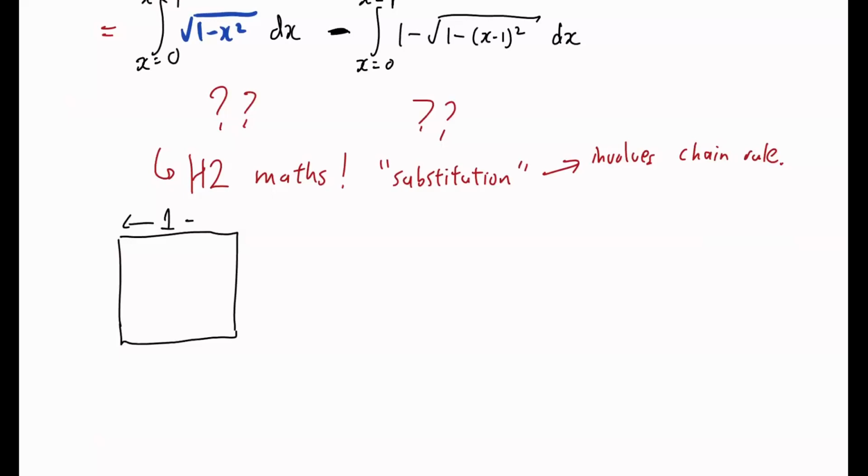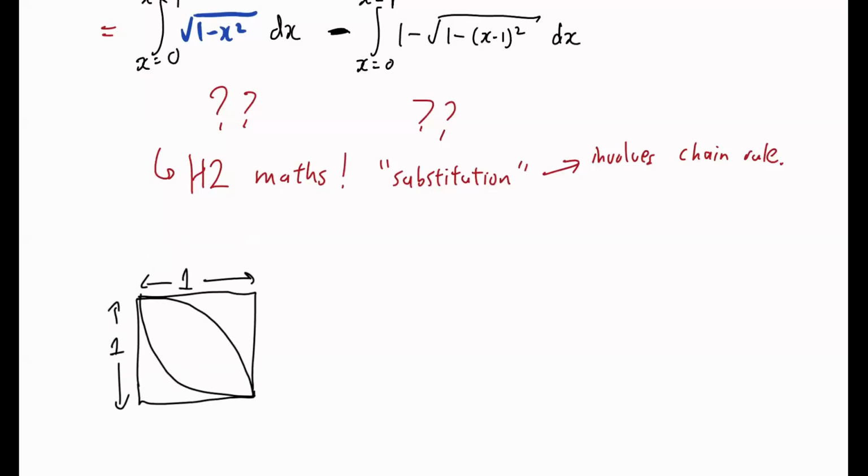Length 1 square. You have a curve here, curve there, which are part of a circle. Then you have the leaf shape. How to find the area of the leaf? Tell me. Hint for you, area of circle is pi r square.